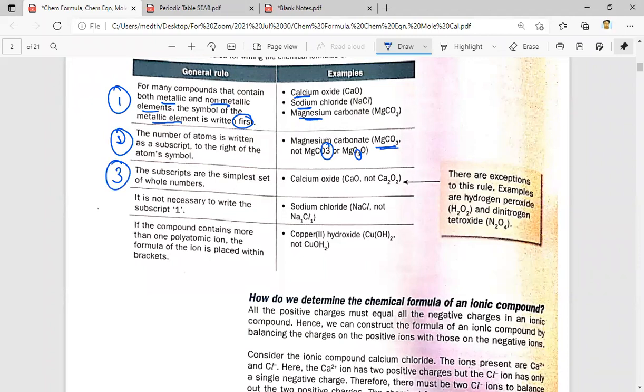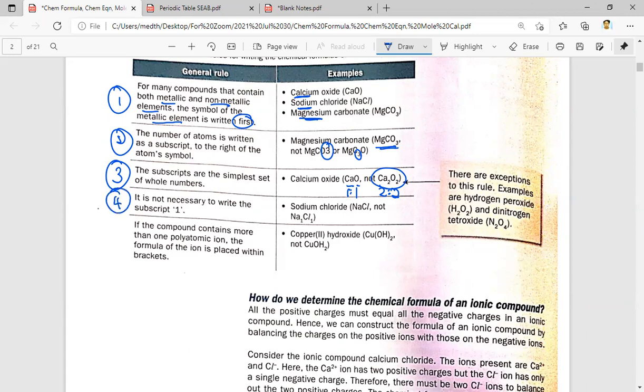Third rule, the subscripts are the simplest set of whole numbers. What do I mean? For example, calcium oxide is CaO. Whenever you see something like Ca2O2, can you see the ratio is 2 is to 2? This is not the simplest ratio, because 2 is to 2 can always be simplified into 1 is to 1. So all the subscripts are always simplified to the lowest ratio.